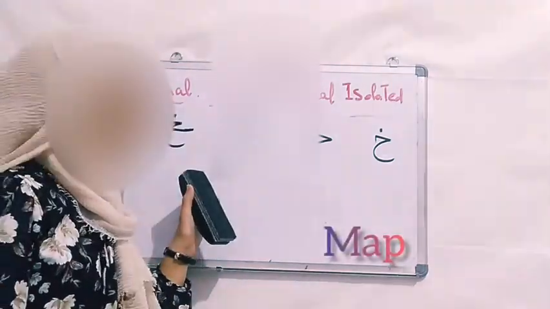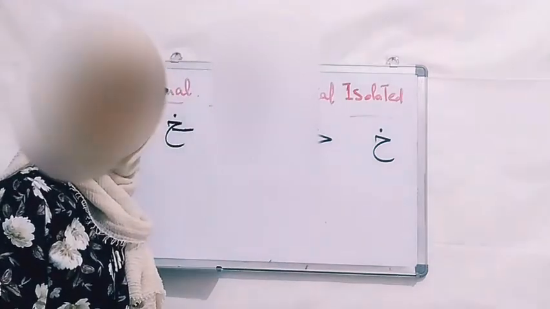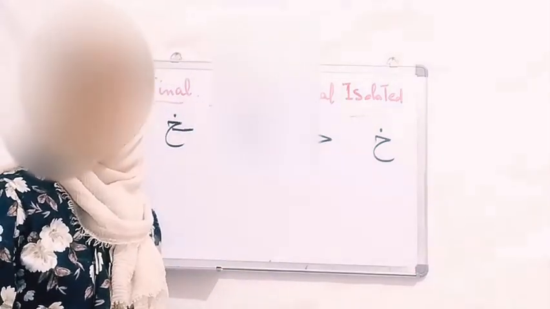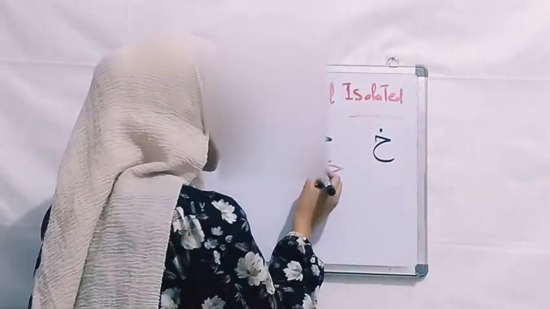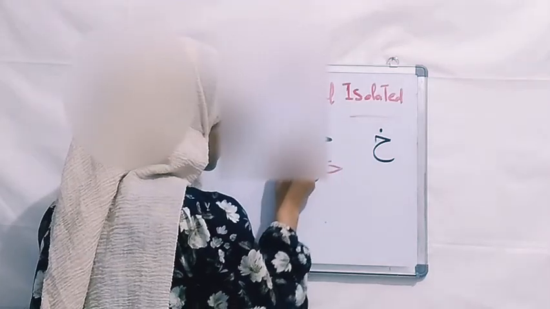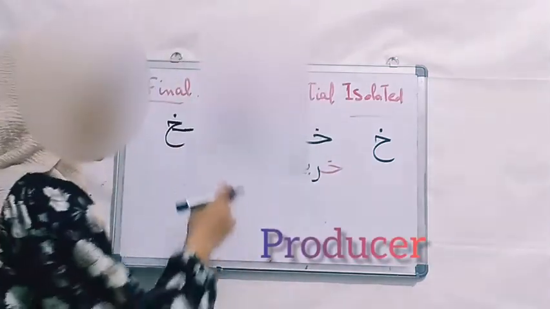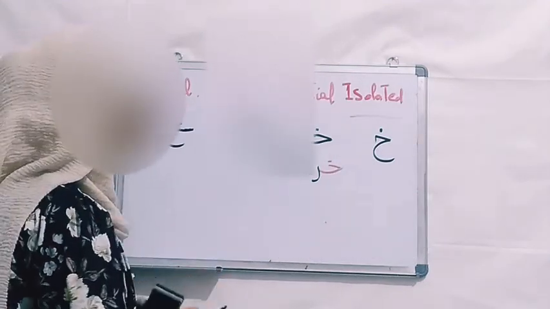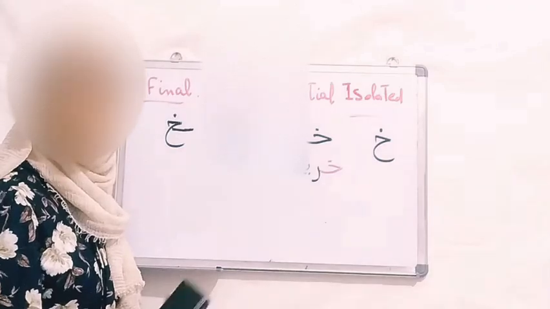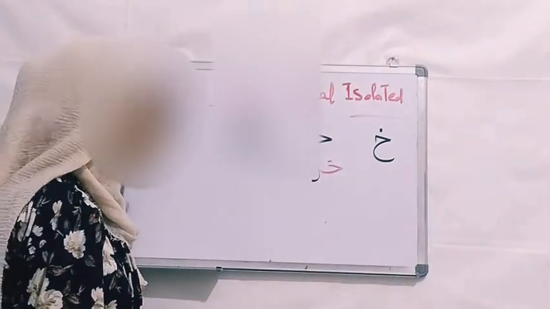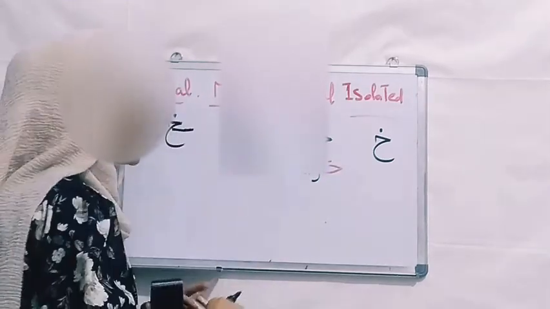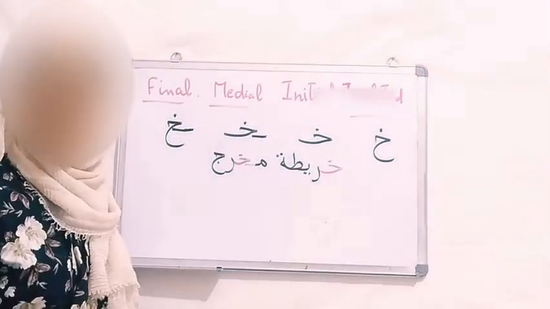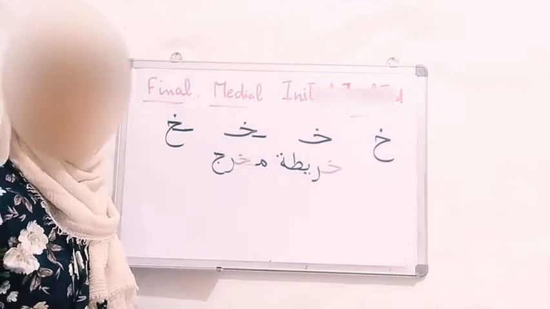So let's take an example. For example, we have kharita. Kharita means map. And in the middle form we have mukhrij, producer, also like muntij. Okay, mukhrij. And in the final form we have batikh. Batikh means melon.